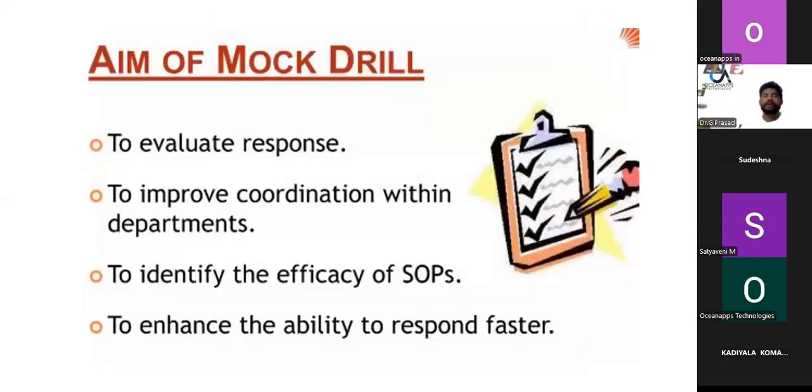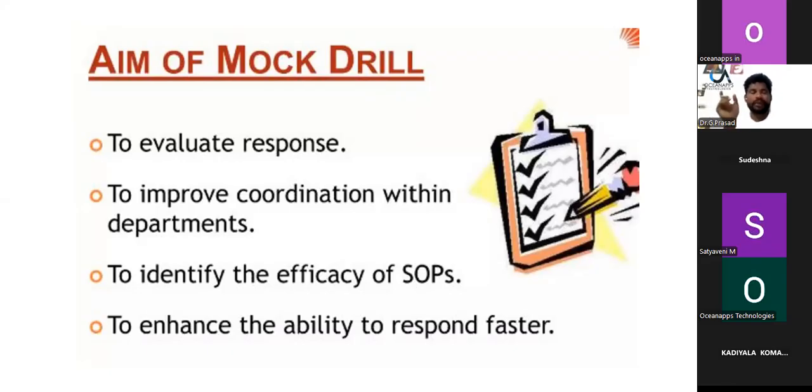The aim, the objective of the mock drill, is to evaluate the response of whoever is working in the particular industry, on the particular equipment, or in the particular incident. To evaluate the response means how quickly they respond and how quickly they move when we give instructions. Then we have one objective based on the mock drill.